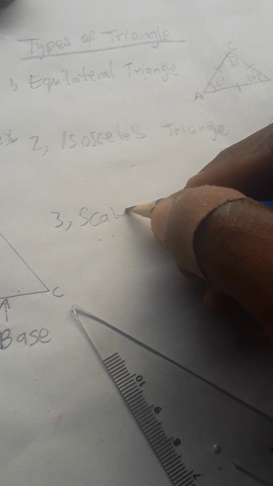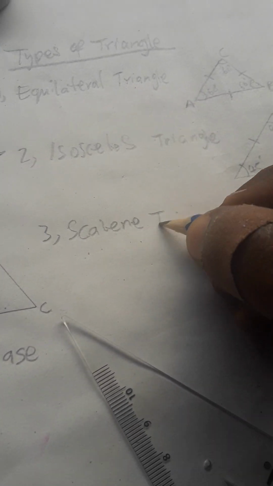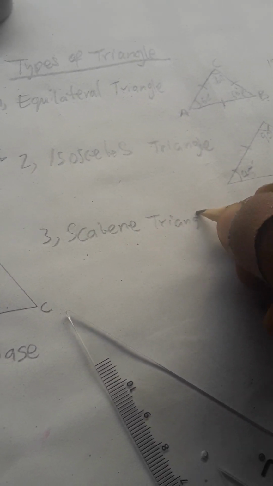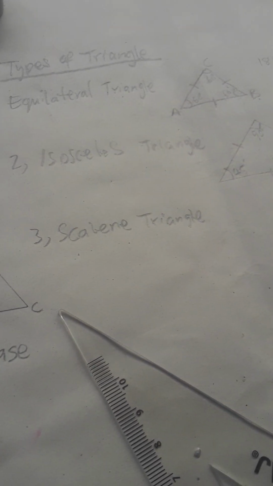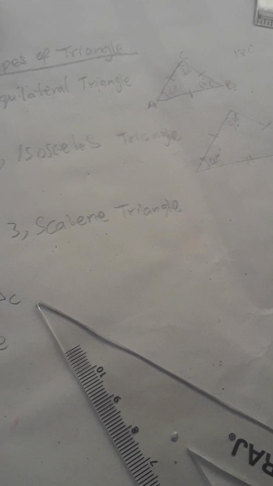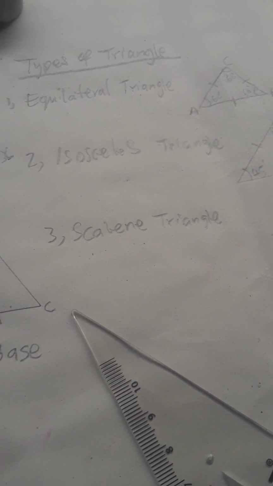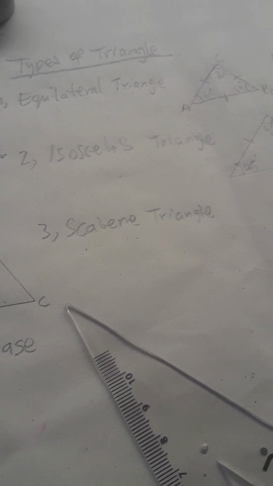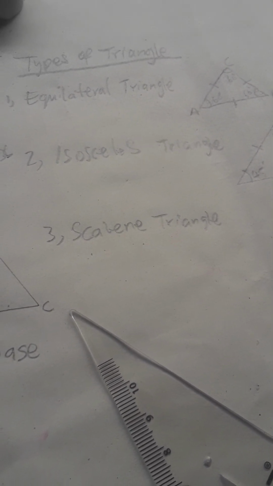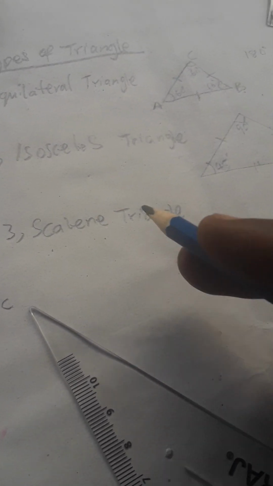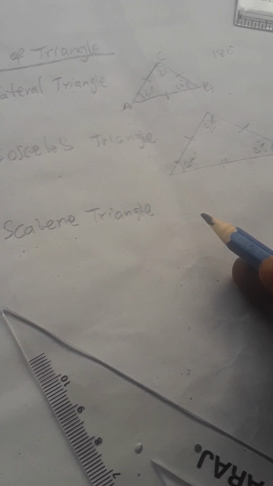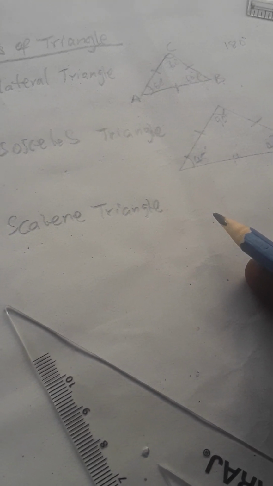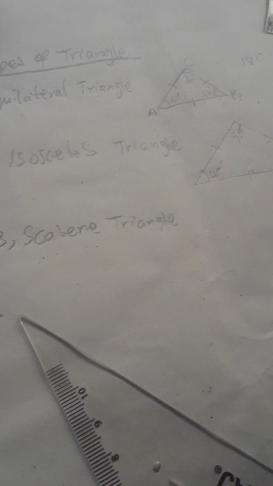Scalene triangle. Yes, Scalene triangle. Now, a Scalene triangle is a triangle that has three unequal sides and angles. You heard me. Scalene triangles are triangles that have three unequal sides and angles.